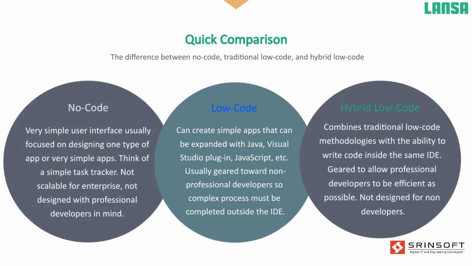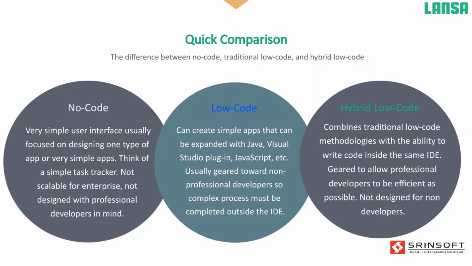Now, hybrid low code, on the other hand, combines aspects of visual development found in low code with hand coding found in your traditional development. And all of this is combined into a single IDE. You get the speed and efficiency of low code with the control and power of traditional coding techniques.